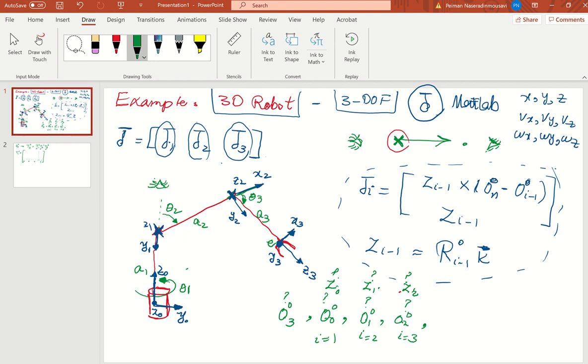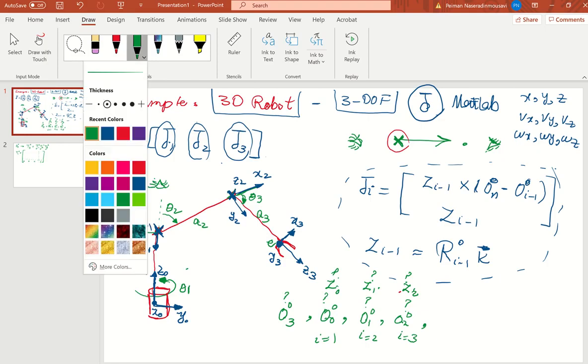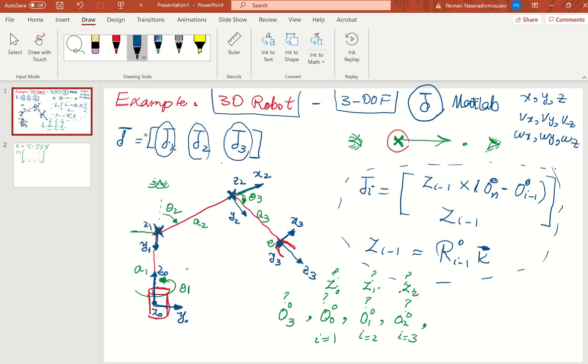Let me, for simplicity, put x1. Oh, let me change the color. X1 like this, because x1 is also this, and I'm going to change the y1 like this.